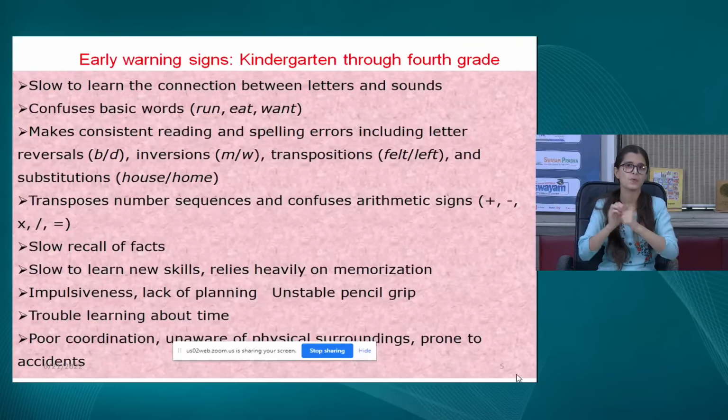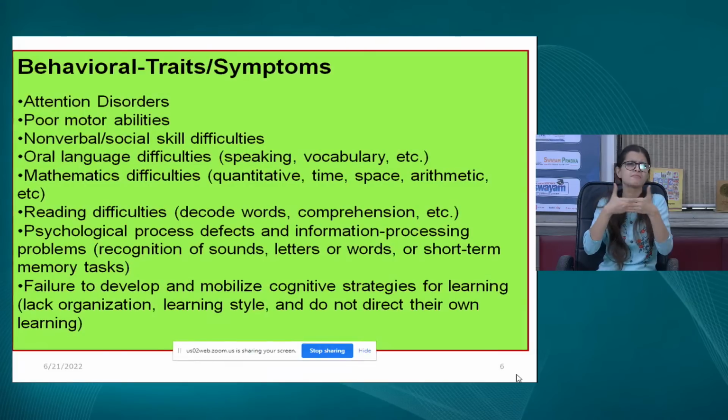They have poor coordination, particularly fine motor coordination. Sometimes they get confused about their surroundings and may be prone to accidents. So these are the symptoms which are exhibited early, and we can identify them on the basis of these kinds of symptoms. Okay.